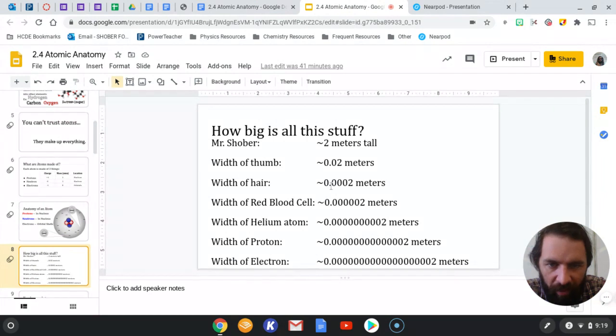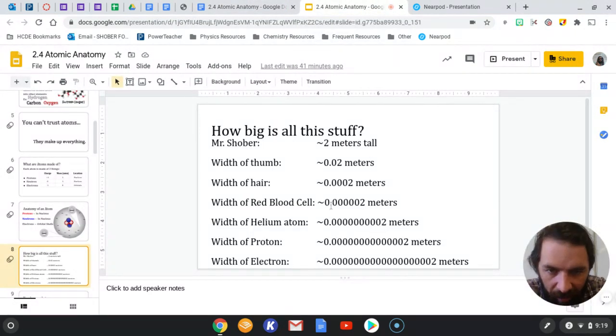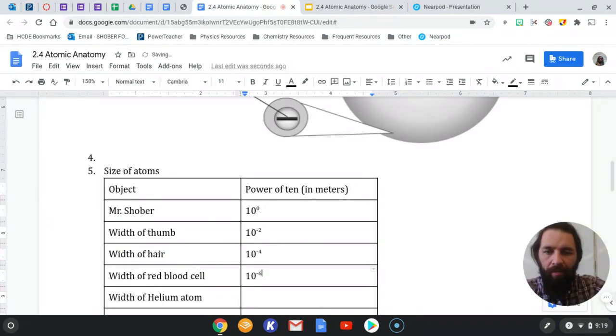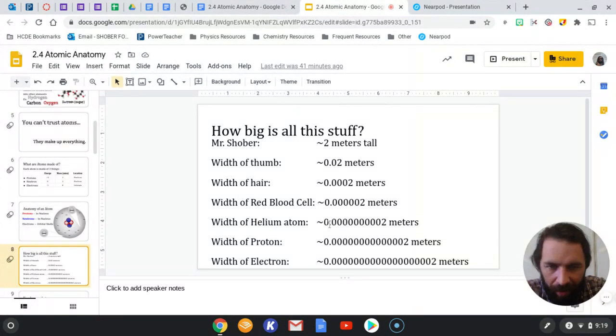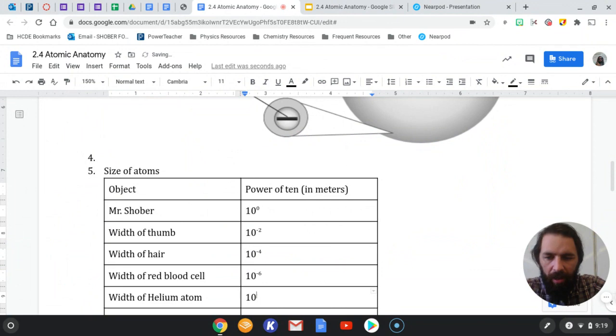For this one, I have to move the decimal 1, 2, 3, 4 spots. So human hair would be 10 to the -4th. Red blood cell, all right, 1, 2, 3, 4, 5, 6, 10 to the -6 meters, kind of in that ballpark. All right, now here's where things start getting fun. Helium atom. This is where it's going to be hard to count, so I'll count it out for you again. 1, 2, 3, 4, 5, 6, 7, 8, 9, 10 meters. So 10 to the -10.